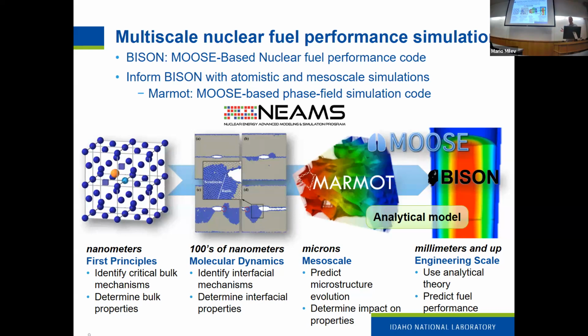Oftentimes, though, we need to account for what's happening at the microstructure, because the microstructure can have an important impact on the fuel performance. So we use Marmot, which, as I mentioned in the last slide, is our Moose-based application for microstructural evolution in nuclear materials. And so bringing together the first principles and molecular dynamics techniques, passing that to Marmot to parameterize the model, and then developing some kind of either analytical model, from curve fit or from a physics-based model that's parameterized, passing that into Bison for fuel performance simulations.